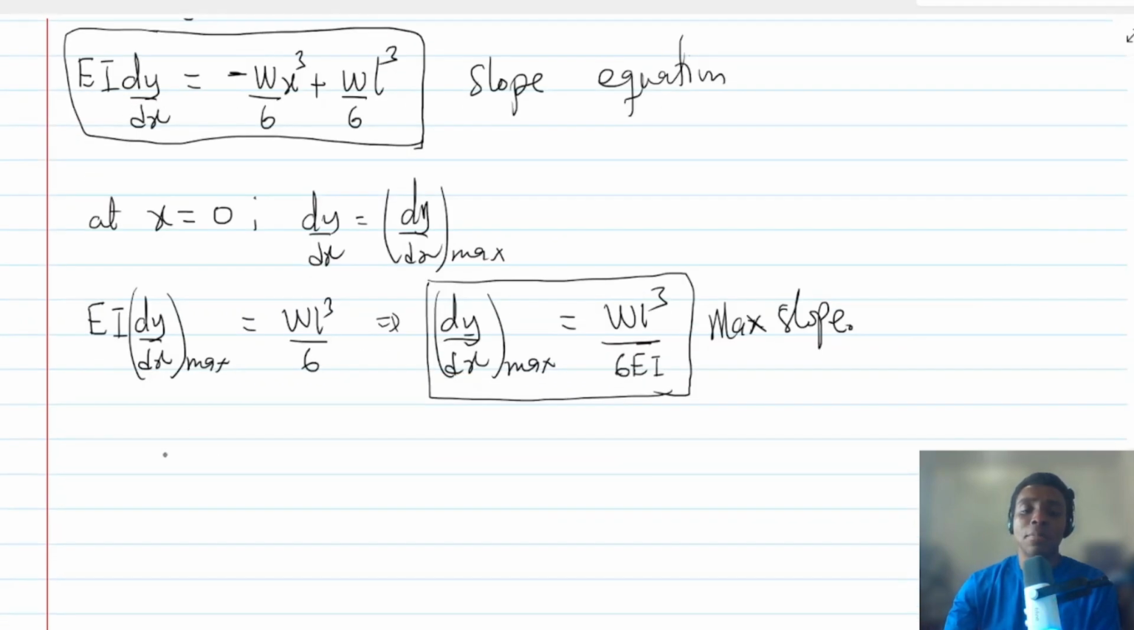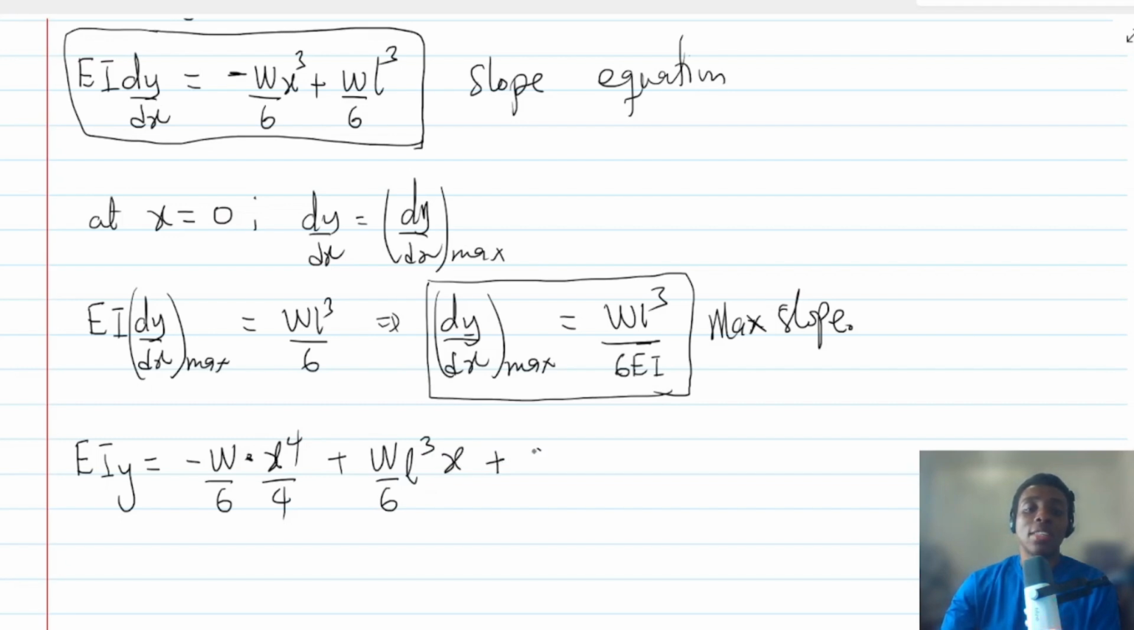And then let's look at the deflection. To get the deflection, we have to integrate the slope. If I integrate the slope, I get EIy equals minus w over 6, x cubed integrates to x to the power 4 divided by 4, plus w over 6 times L cubed. Sorry, L cubed is a constant, it's not a variable in x. So that's all, plus C2.